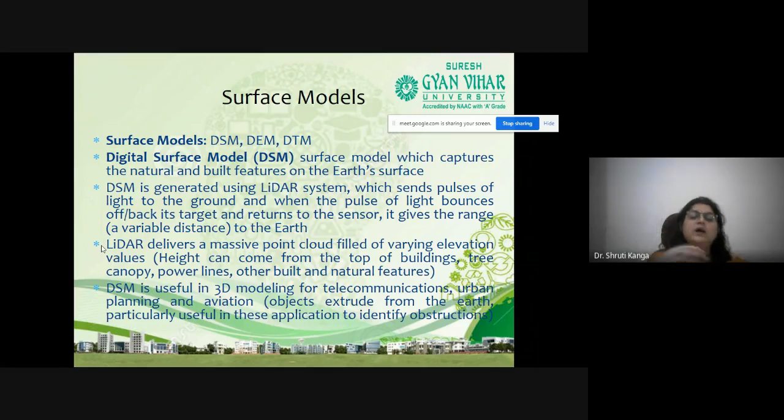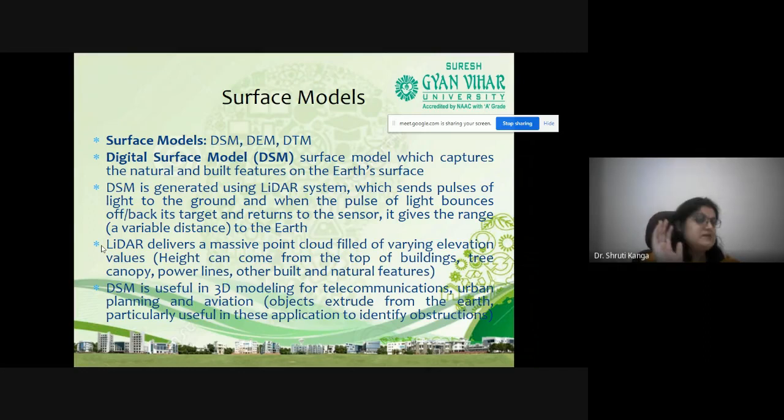Now these DSMs are generated using light detection and ranging systems, where based on the backscatter of the pulses from the sensor off the ground surface, we are able to get information about the features. Now these lidars deliver massive point information about the varying height values of different buildings, where we can get the height of a particular building at the top. We can also identify tree canopy height, power lines, built-ups, etc.